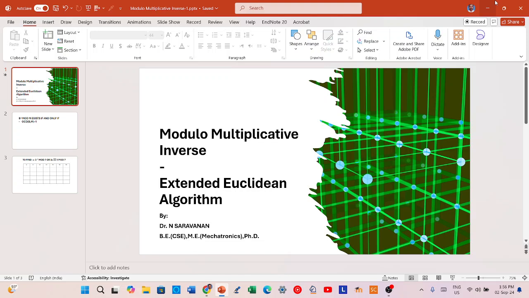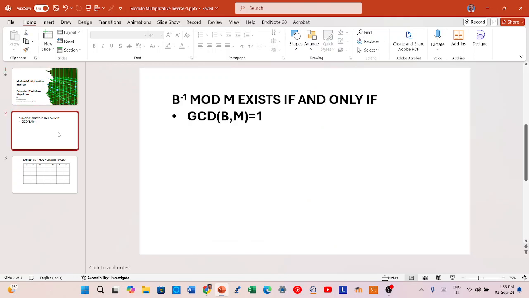Greetings everyone. Today we are going to see modulo multiplicative inverse, how to compute B inverse mod M using the extended Euclidean algorithm. Here we will be seeing an example of how to apply the extended Euclidean algorithm to compute B inverse mod M. For B inverse mod M to exist, GCD of B comma M should always be equal to 1.